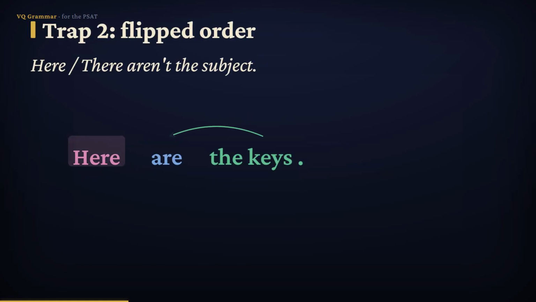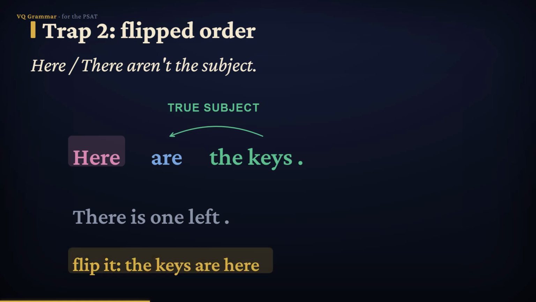Trap 2, inverted order, where the verb comes before the subject. Here are the keys. The word here is not the subject. It can never be the subject. Flip the sentence around and it reads, the keys are here. So keys is the subject, and keys are is correct. Same with there. There is one left really means one is left, so the verb matches one.